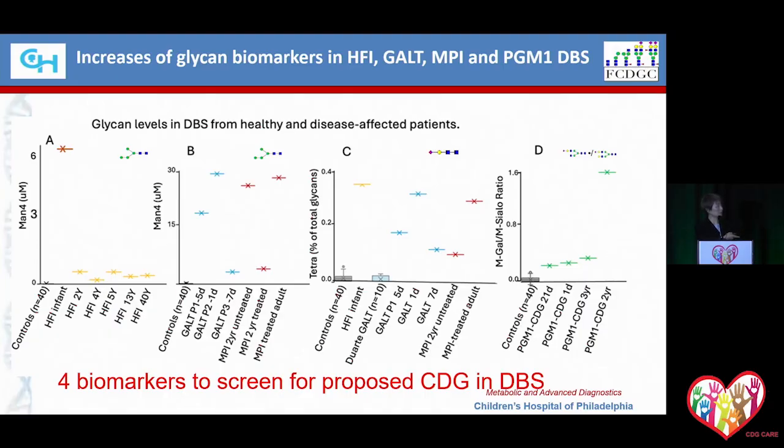We also have additional markers. This is also a unique marker only presenting in CDG. It's a glycan that doesn't have mannose at all, and we can pick those up in HFI, GOT, and MPI. We also tested 4 PGM1 patients. They all have elevated monogal and monocyte ratio. So we were able to collect these preliminary data to submit for a newborn screening grant proposal.